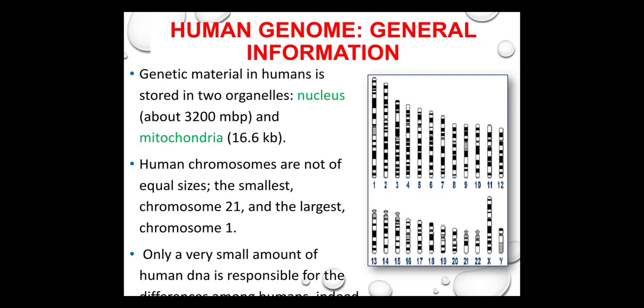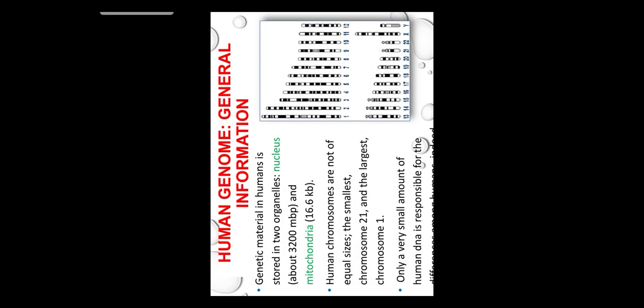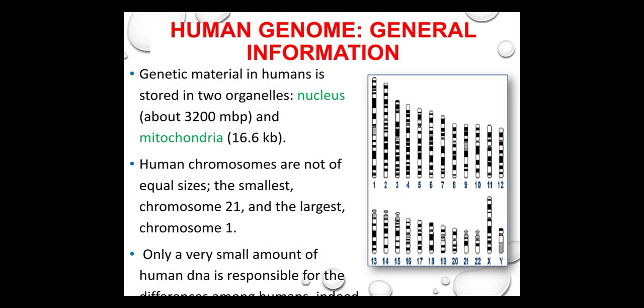Okay. Next, we have the human genome in general. The genetic material of humans is stored in two organelles. We have the nucleus, of course, as we can see, which was discussed earlier with genomics. Inside the nucleus are your genes. Inside your genes are the building blocks of amino acids. Remember?